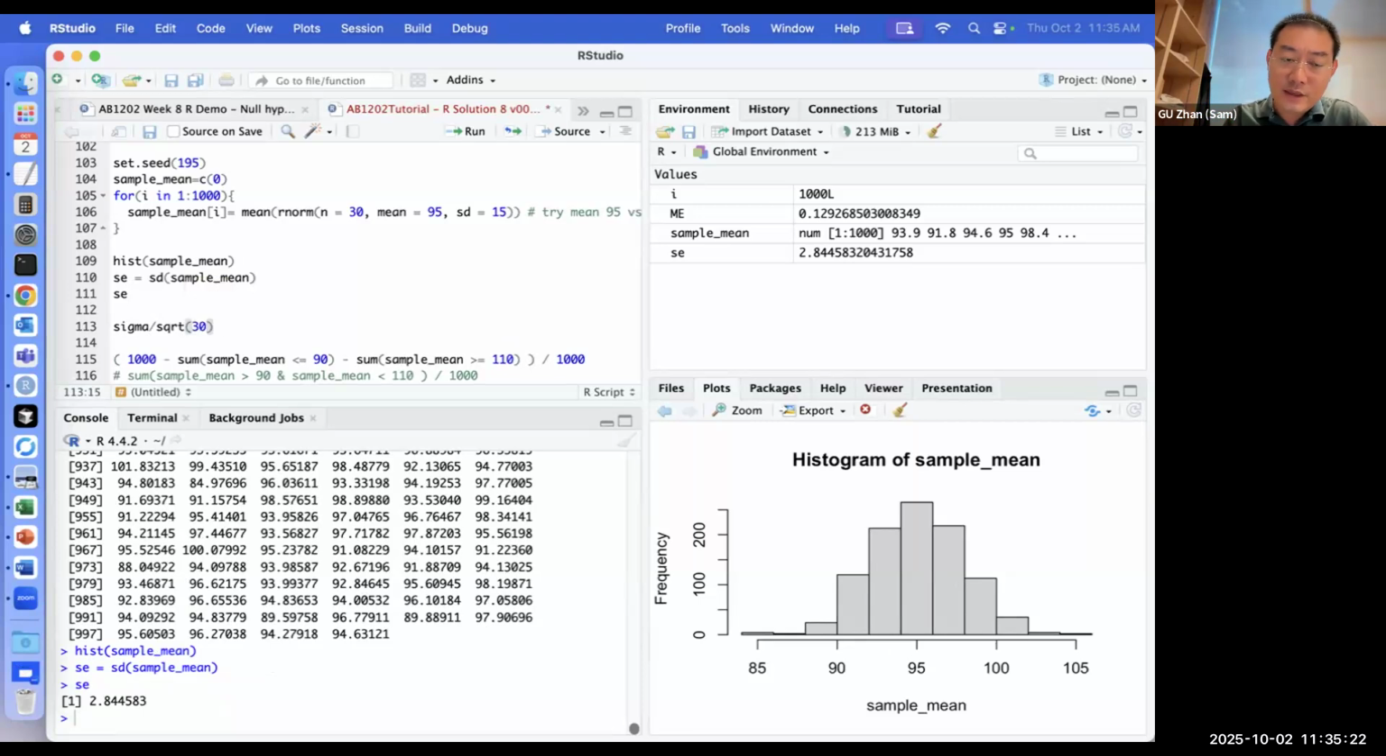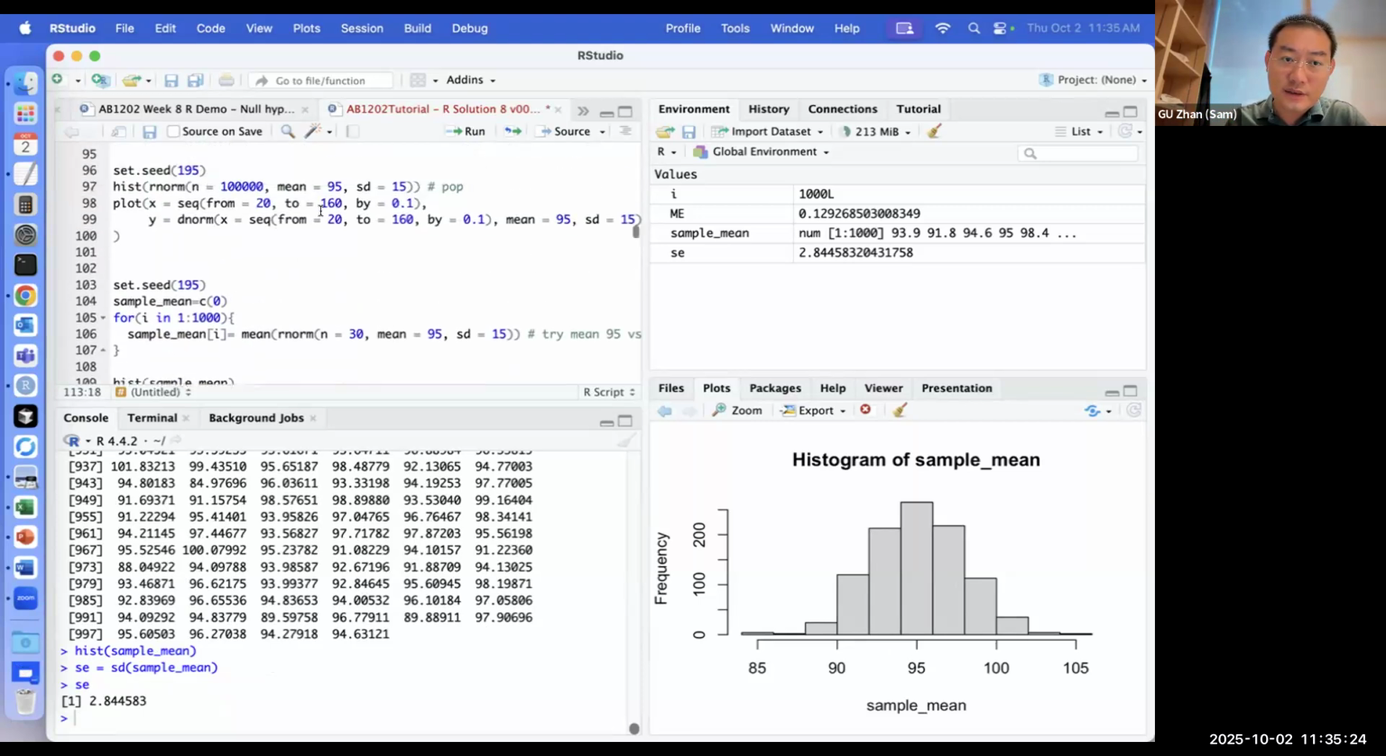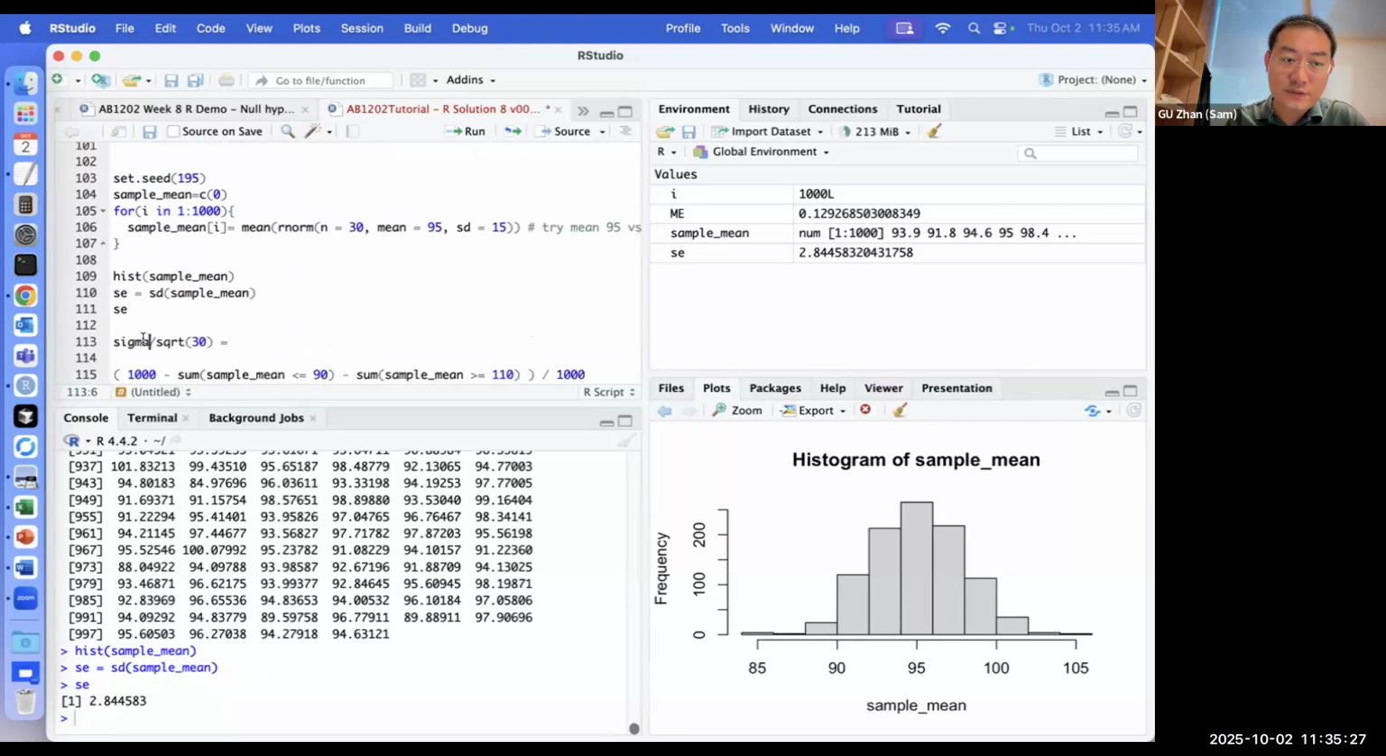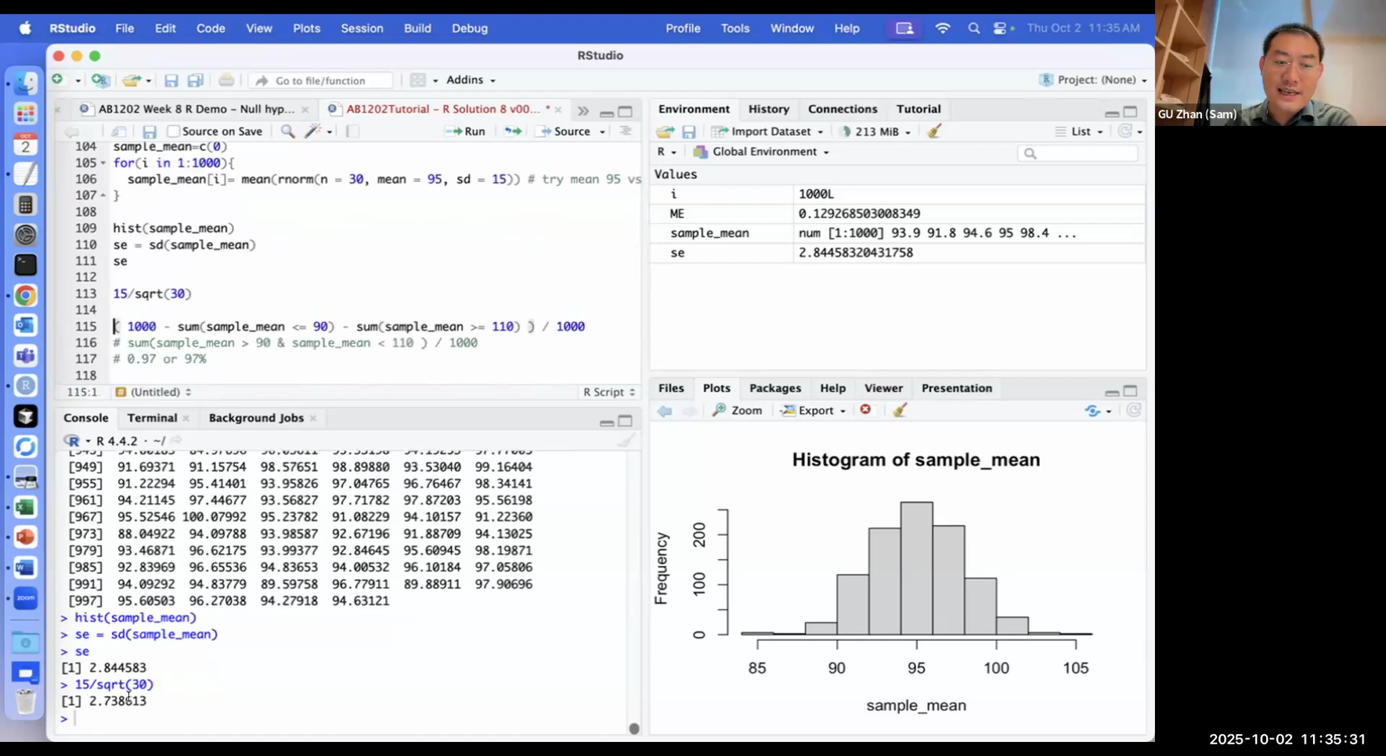So you just verified your sigma here is 15. So we just use 15 divided by square root of 30. We should get a similar value to the standard error that we are obtaining through the simulation. So 2.7 is the theoretical standard error. And through our simulation, by calculating 1,000 sample means, we find the standard error, the standard deviation of the sampling distribution, is around 2.73, 2.8.